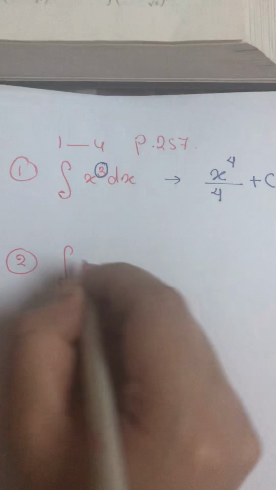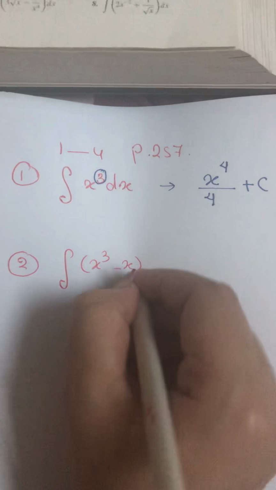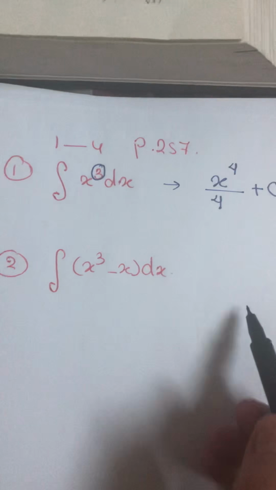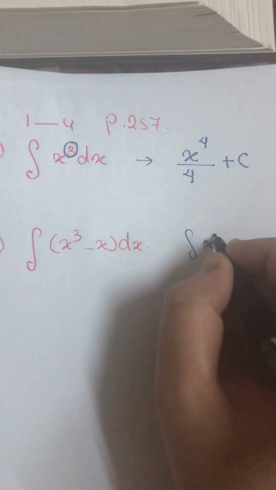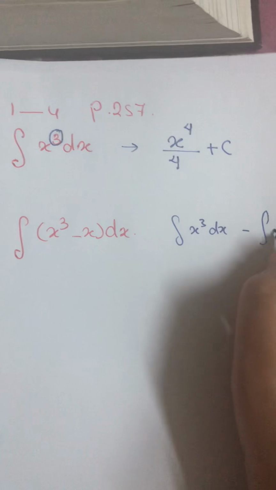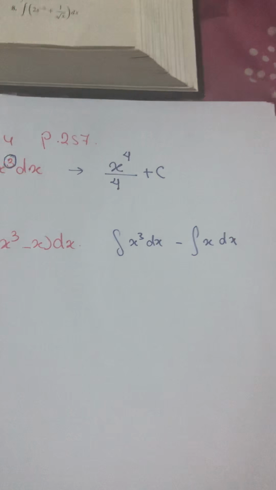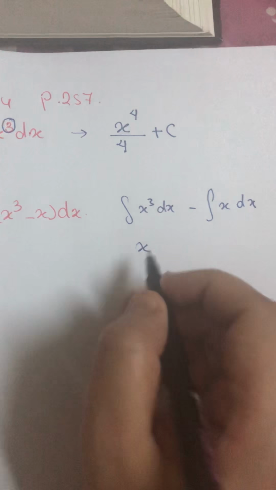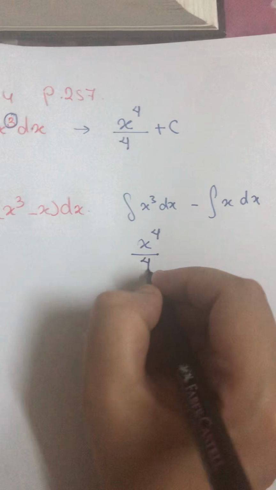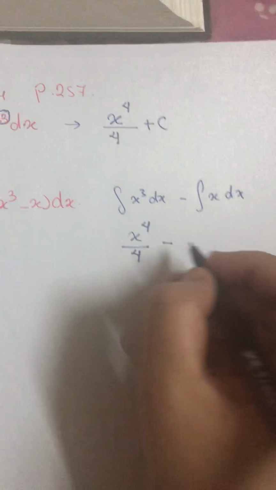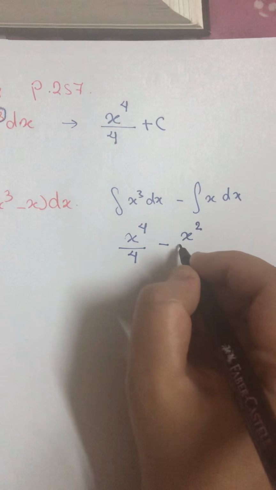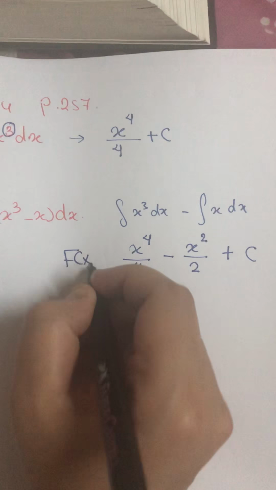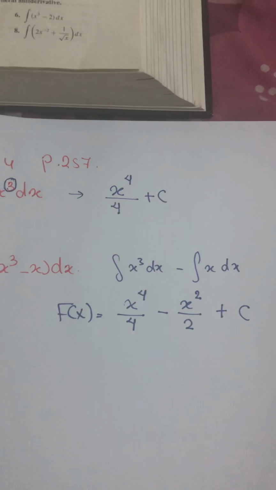Number 2, they want the integral of x to the power of 3 minus x dx. And here, what will I do? Again, I can split it into integral of x cubed dx minus integral of x dx. I can do that. If you want to do it directly, do it directly. X to the power of 3 will be x to the power of 4 over 4 minus x to the power of 2, I added 1 to the power, over 2 plus c, and this is supposedly F of x if the original function was small f of x.